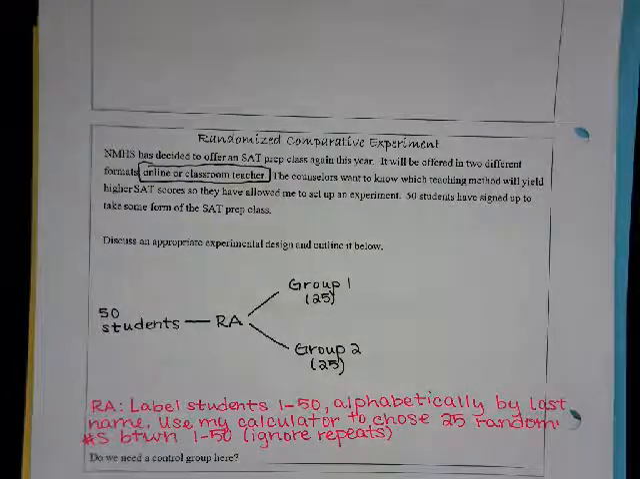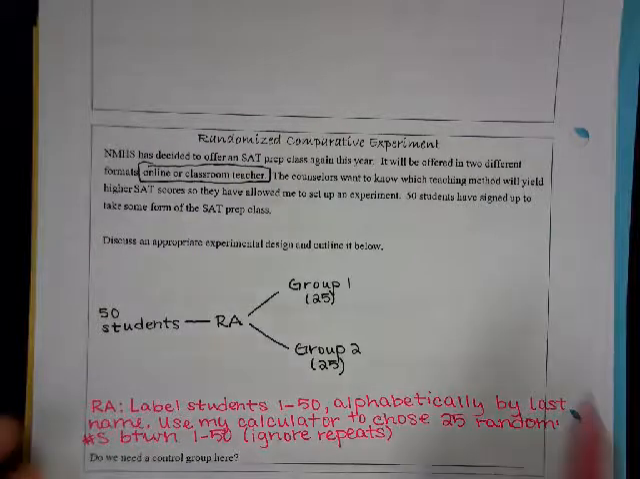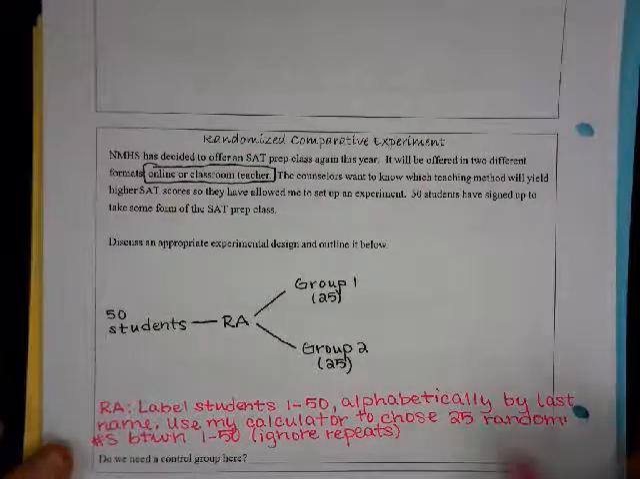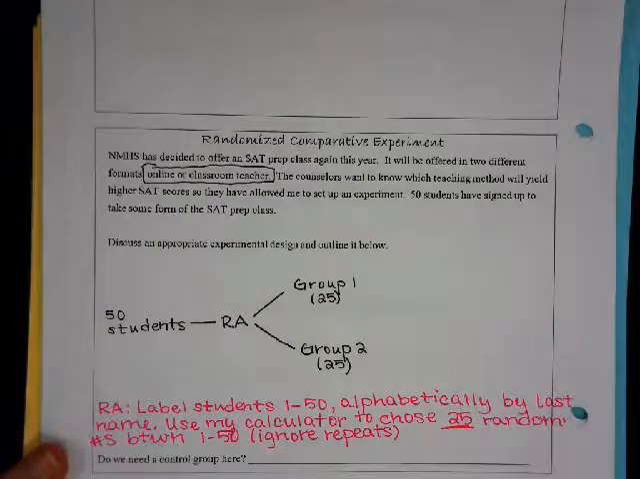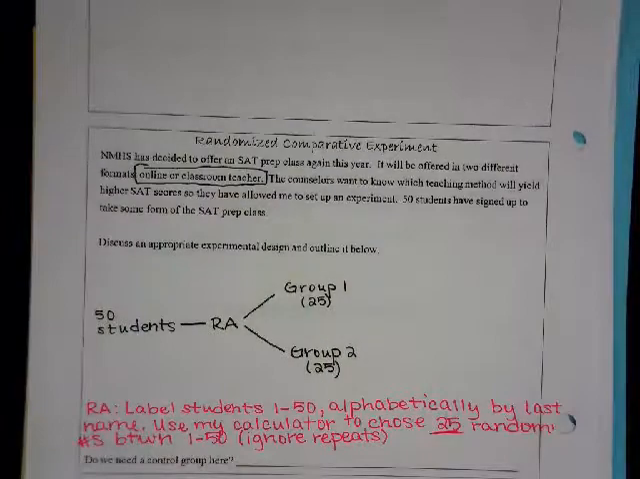And this, Noah, is where I specified that I'm taking 25 kids. And these 25 go into group 1. The 25 other numbers are going to end up in group 2.